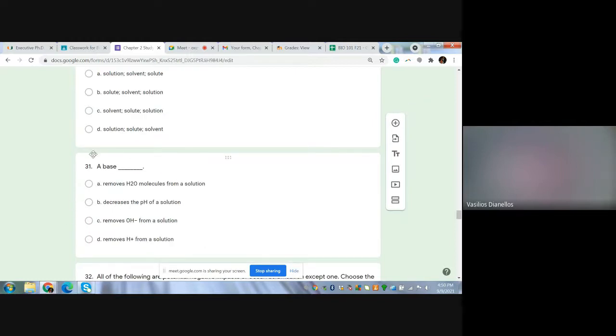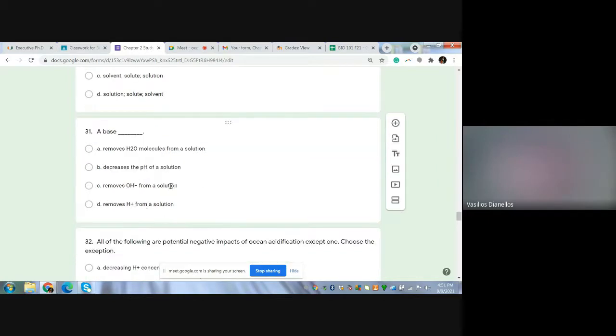Anyway, a base, like I said, you need to know what a base does. It does not take away water. It does not decrease the pH, right? It increases the pH. It does not remove OH ions. It adds them. There we go. It removes H plus ions from a solution.